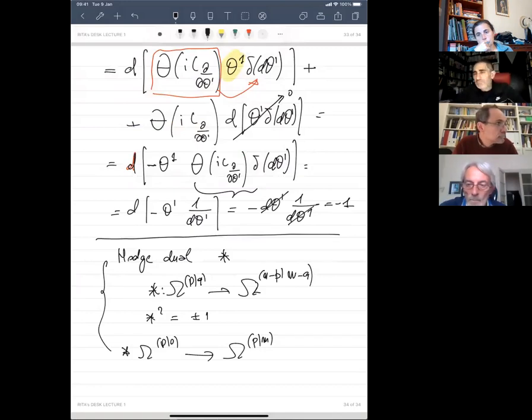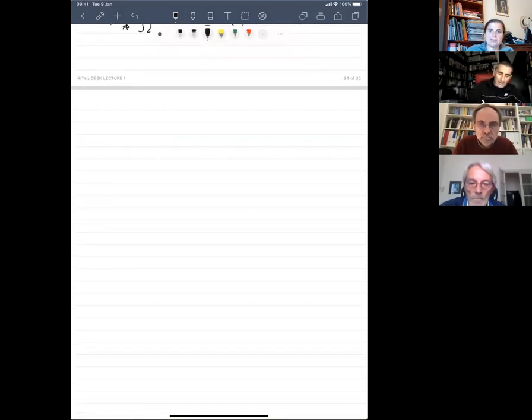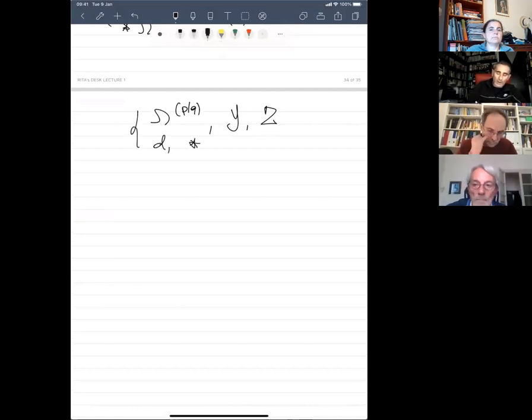I think that everything I want to say is here. So I have a big space of object PQ, okay? I have some differential operators Y and Z, okay? The differential operator D, I have the Hodge dual operator. Of course, I will need also the metric on these spaces, okay? And then you can play with this geometry, okay?